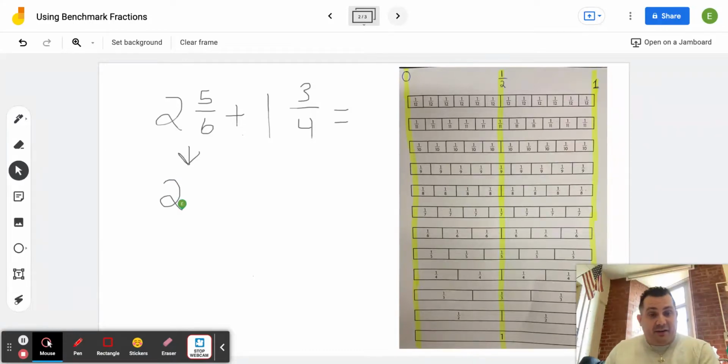Now let's look for 5/6 on our fraction strips. So we go to my sixths, which are right there. 5/6, I'm going to color in. That's 1/6, 2/6, 3/6, 4/6, 5/6.